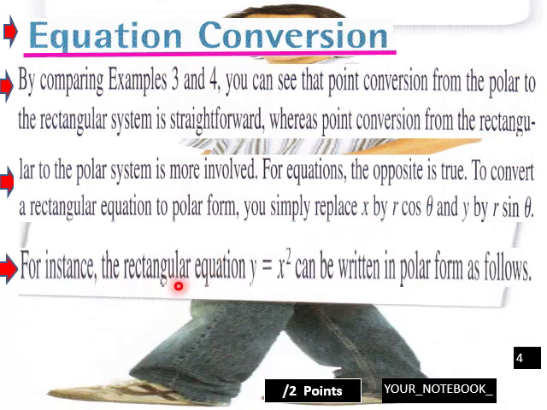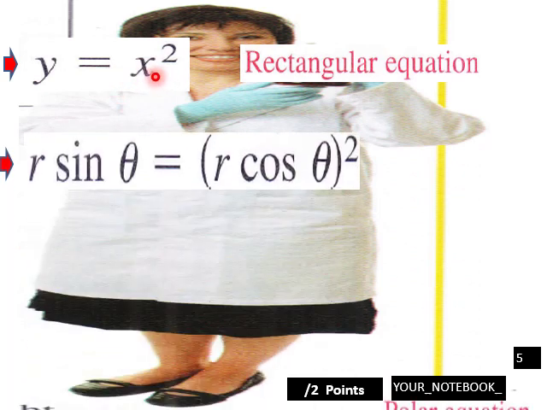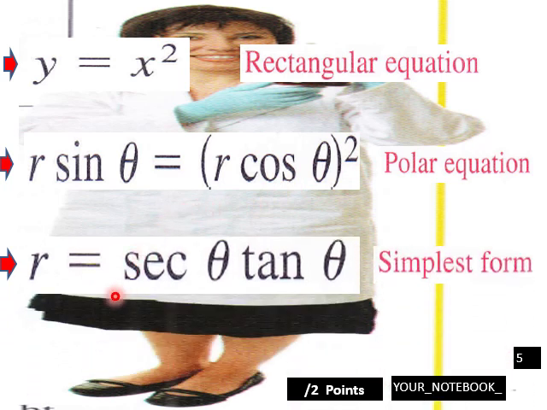For instance, the rectangular equation y equals x squared can be written in polar form as follows. Here's our rectangular equation, then our polar equation: r sine theta equals r cosine theta squared, for our x squared. And then r would equal secant theta tan theta. This would be the simplest form. We move our sine over here, and then we end up with secant theta over tan theta. Remember our trig identities, students.